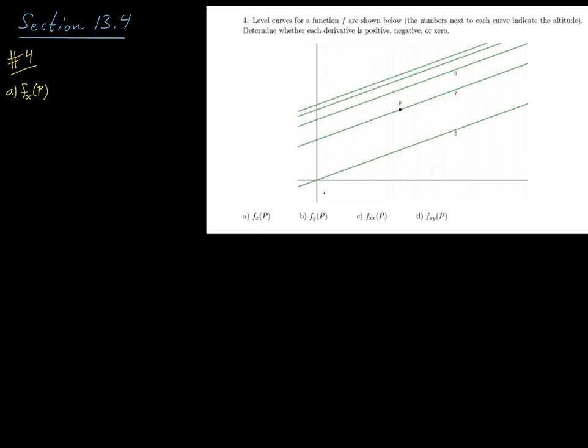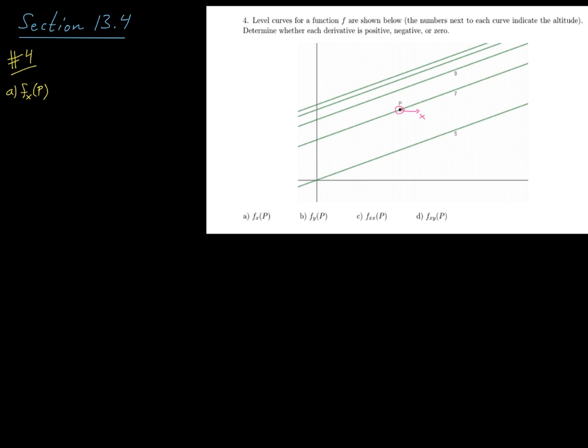Okay, so let's look at part A. This is the x derivative of our function evaluated at p, and our job is just to determine whether this is a positive, negative, or 0 value. So here we are at p, and what we want to do is walk in the positive x direction. For fx, is my hillside going to be sloping upwards or sloping downwards? Or put another way, is my altitude increasing or decreasing as I move in the positive x direction?